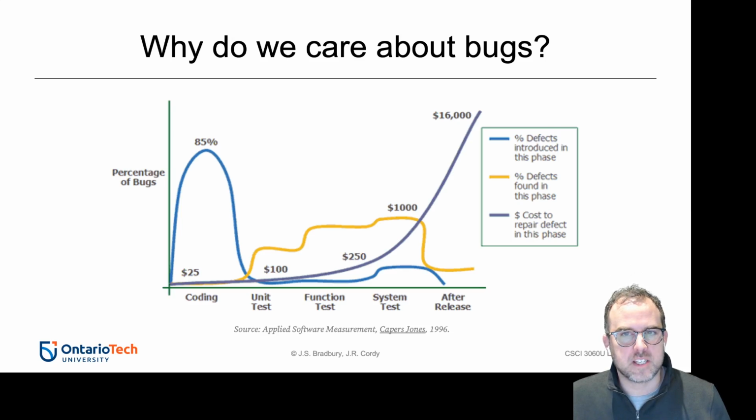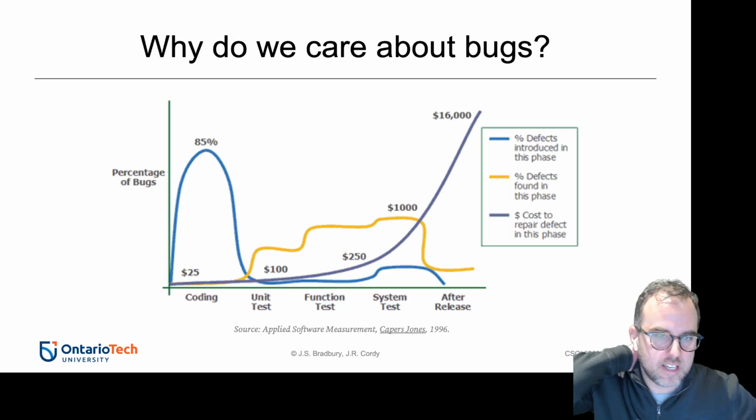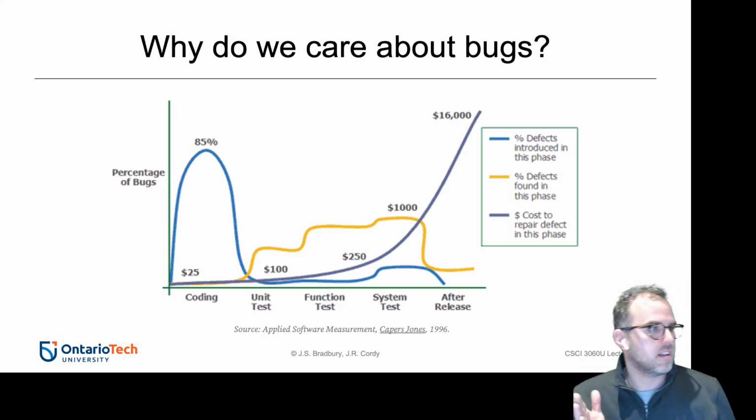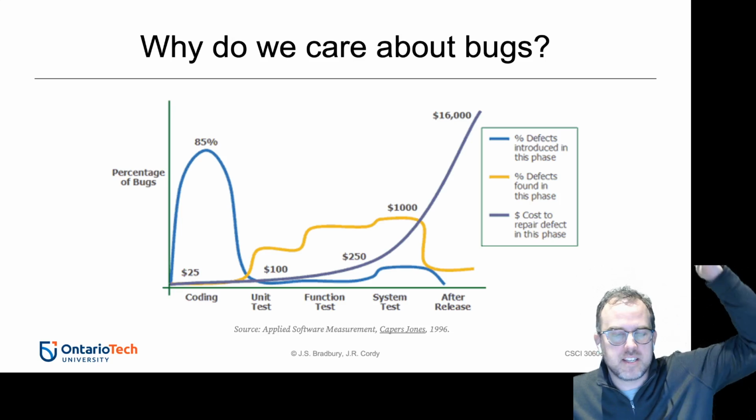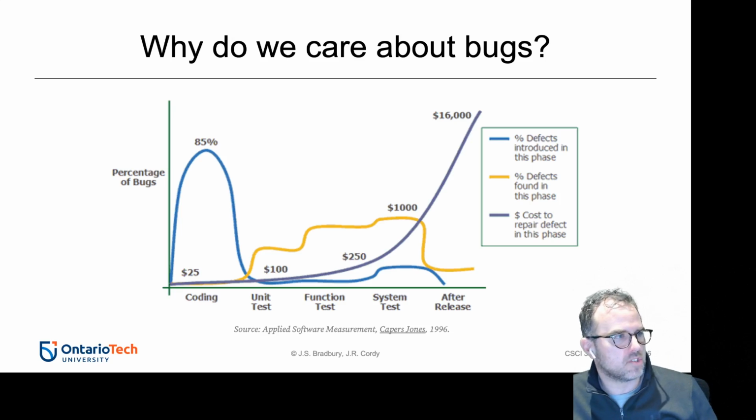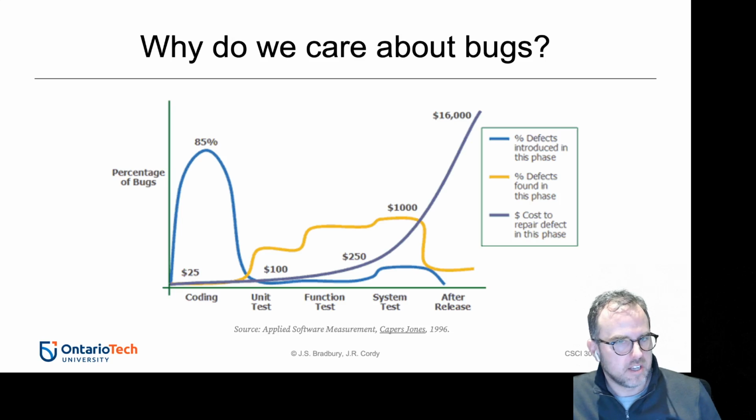So the key here is why we care about bugs is simply this: the longer they last in your system, the more expensive they are. And they're created early, so if we can find them earlier, it's cheaper. And then the last one, after release, it says 16,000 here. Remember, these are a little bit arbitrary, but it's representative. The key here is after release, if a bug happens, think about how expensive it is.